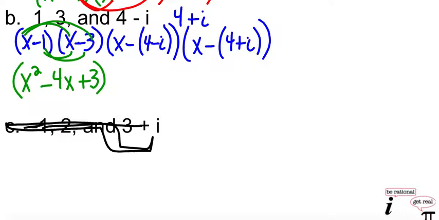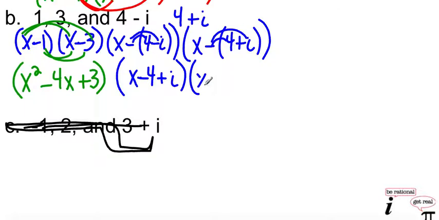I'm going to rearrange the parentheses, and there's a method to my madness, even though you don't believe me. I'm going to write it as x minus 4, if I distribute that negative through, this is x minus 4 plus i. And I'm going to distribute that negative through. So this is x minus 4 minus i.